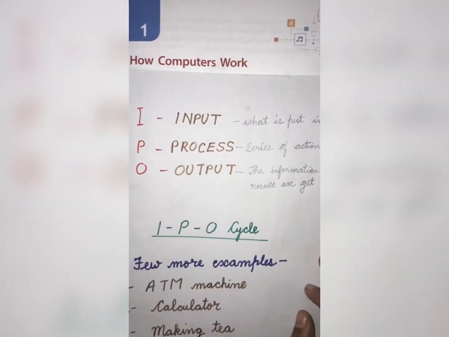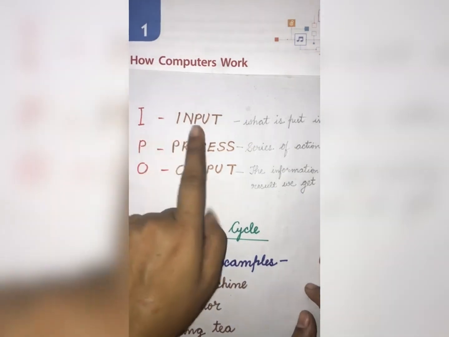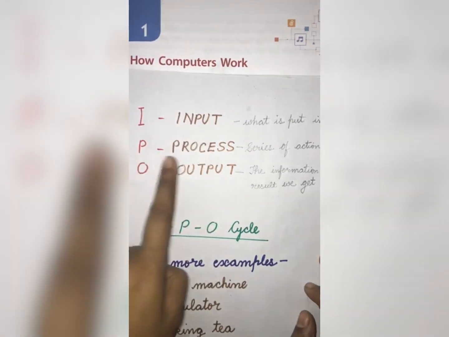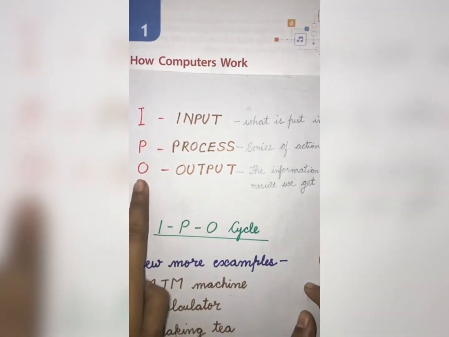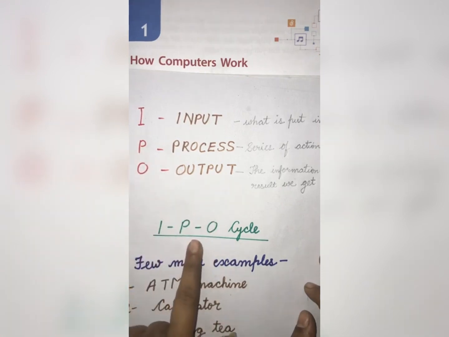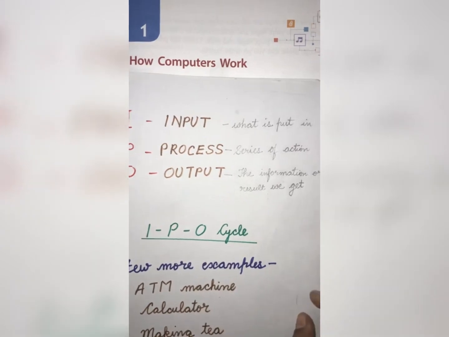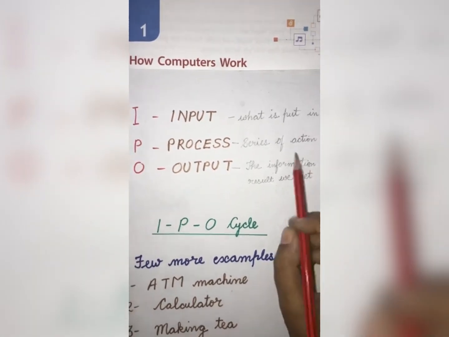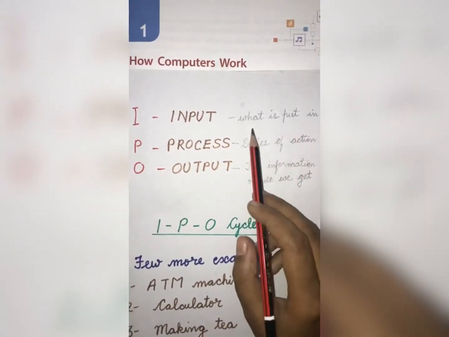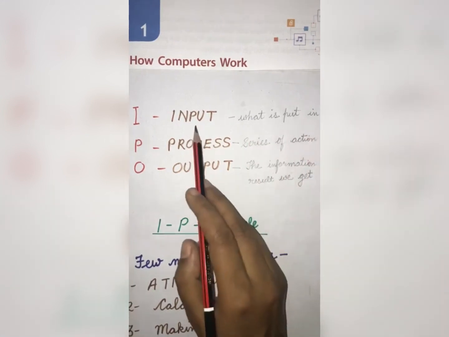This is the full form. This is what you have to learn. I is for input, P is for process and O is for output, and together we call it the IPO cycle. Input. What is input? What is put in? Whatever thing we put in is input.